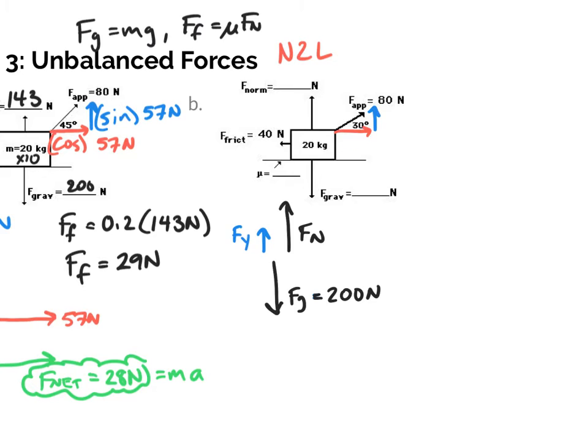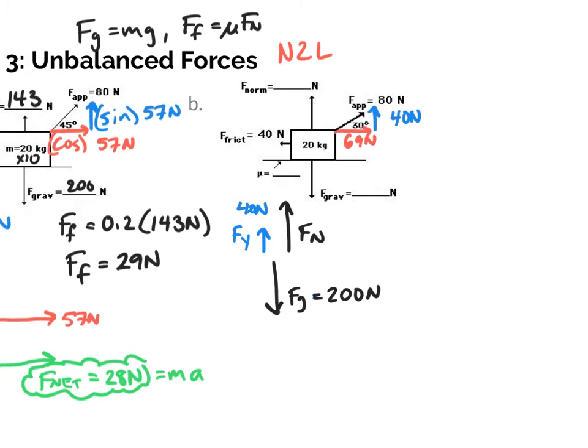What I then have to do again is go ahead and find these components. So I'm going to have to use sine to find the vertical component, cosine to find the horizontal component. When I do that, I'm going to get a vertical component equal to 40 newtons and a horizontal component of about 69 newtons. Okay, so my vertical component here is going to be 40 newtons.